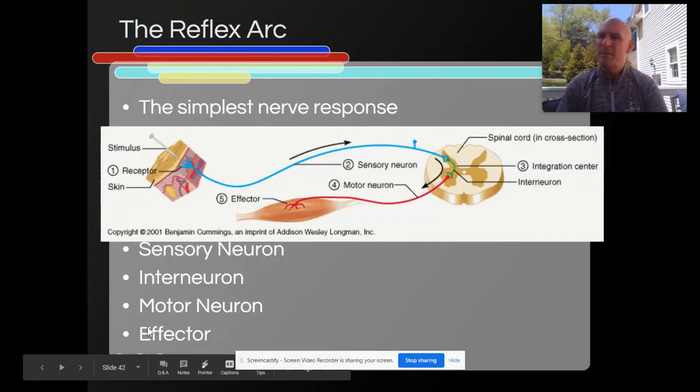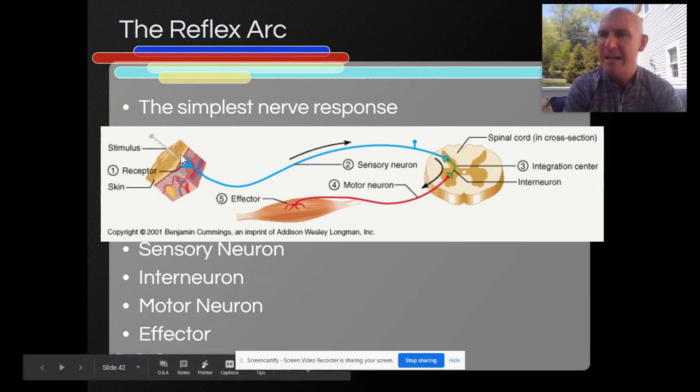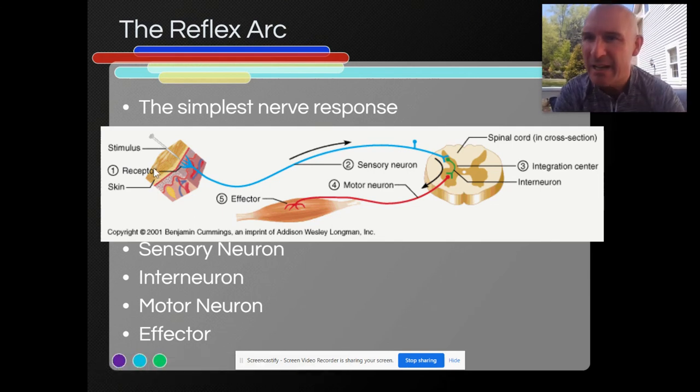The one last thing I'm going to talk about in this class is the simplest action response, a sensory and then motor response. It's known as a reflex arc. So picture this: you're in class, not really paying attention, and some goofball behind you sticks a tack in your hand. Well, what are you going to do? You're going to pull your hand away immediately because you got pricked in your finger.